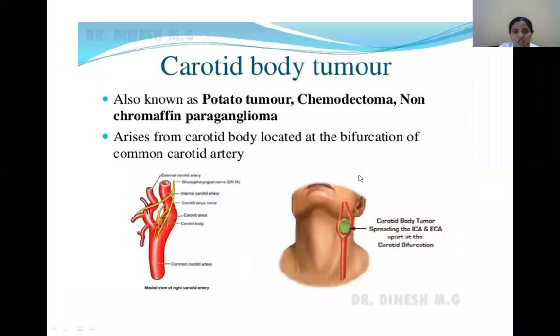This is a carotid body tumor. So what is this carotid body tumor? You see here, it is close to the bifurcation of the common carotid artery. So it's also known as a potato tumor, meaning that the tumor represents the shape of a potato. So it is also known as potato tumor.